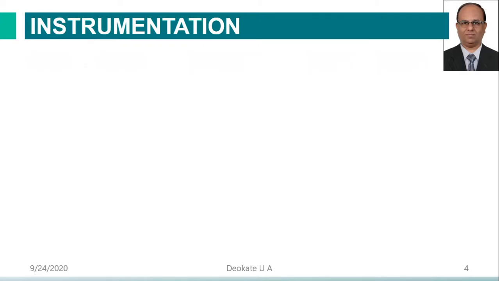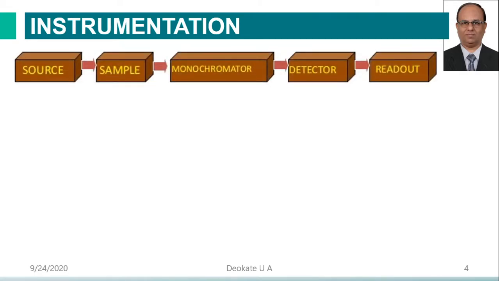So for the instrumentation, all of you know the various components of instruments. See, there is a small change. First one is your source. Second one is your sample holder. Third one is your monochromator. Fourth is detector and readout unit. This is a small change from what we learned in UV-visible, that is source, monochromator, then sample holder. Here it is source, sample holder and monochromator.